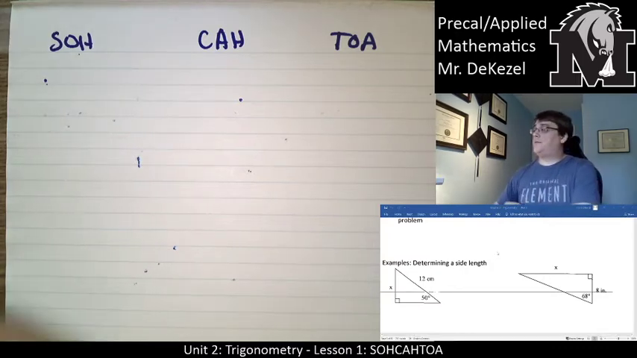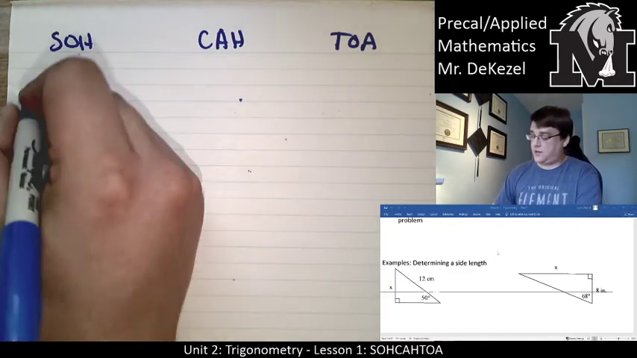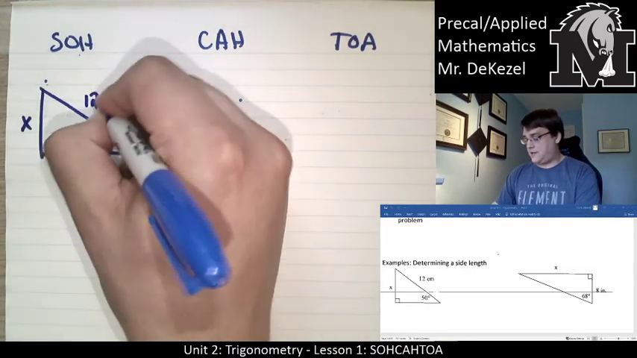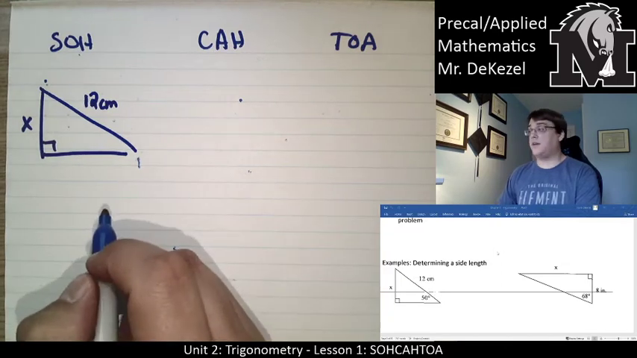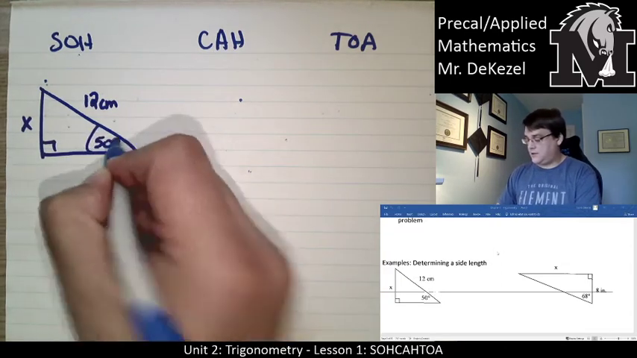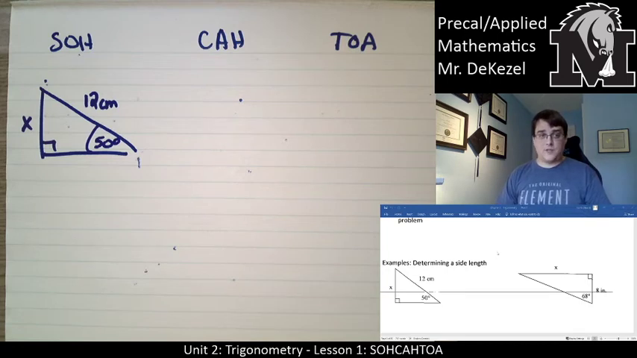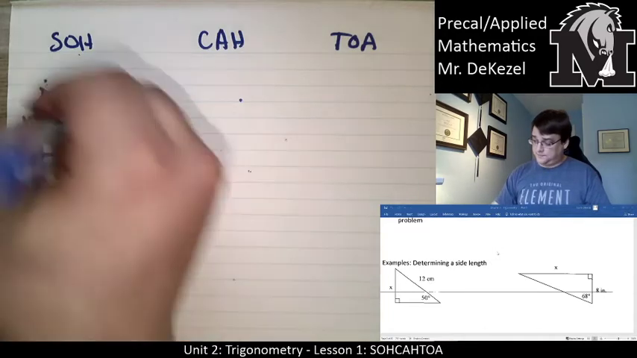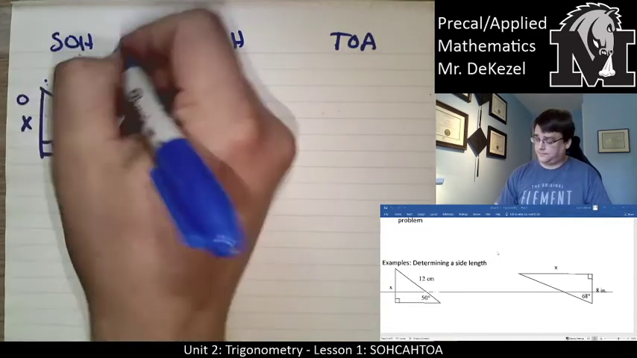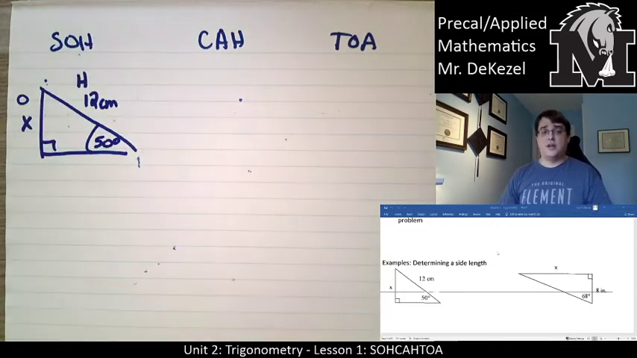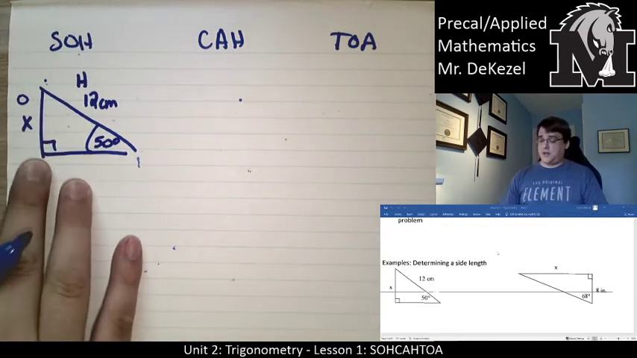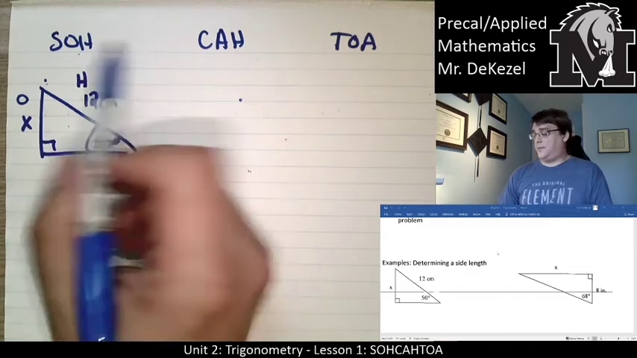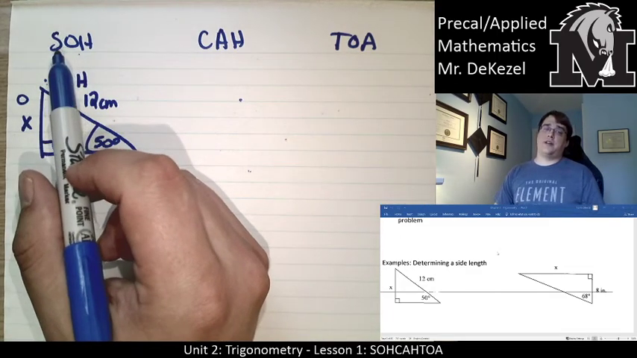So, determining side lengths. We have a triangle, and it has a 12 centimeter long side across from the right angle, and it has 50 degrees for the angle of interest. So from the angle of interest, I'm going to label my sides. The angle that we're given is that angle of interest. This is going to be the opposite side, and this is always the hypotenuse. The opposite side is across from our angle. Hypotenuse is across from the right angle. Now, if we're using opposite and hypotenuse, we pick one of these three ratios that has opposite and hypotenuse in it.